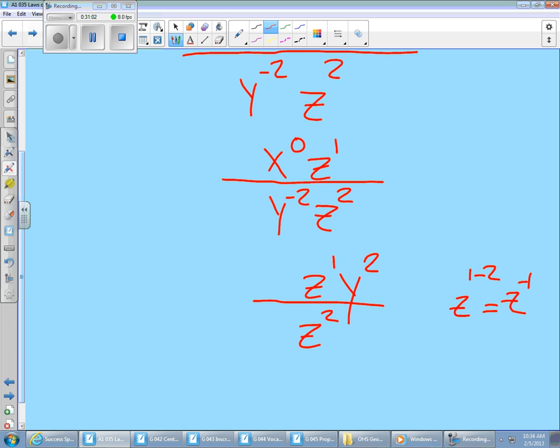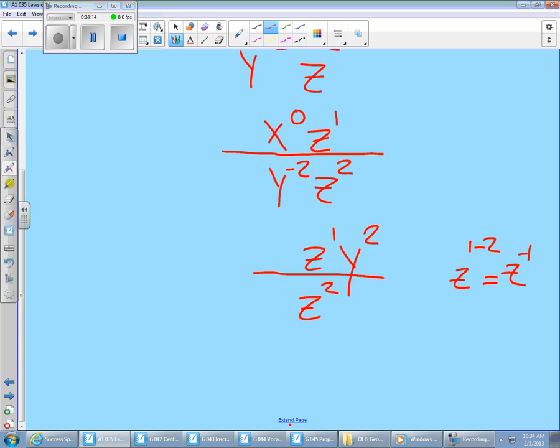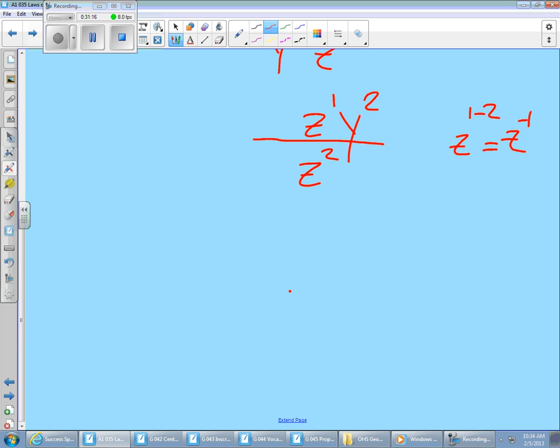negative 1. And we said the answer is no longer going to be a fraction. That's going to put this z to the negative 1 in the numerator for us. Okay, so let's see what we got now. We already have y squared in the numerator. Now we have this z to the negative 1 in the numerator. There's nothing left in the denominator right now. At least temporarily there's not, because look what we ended up with.